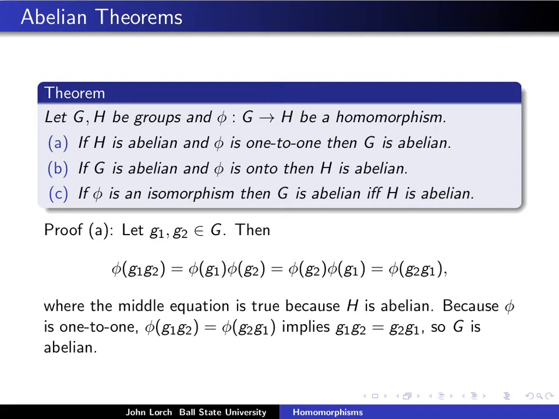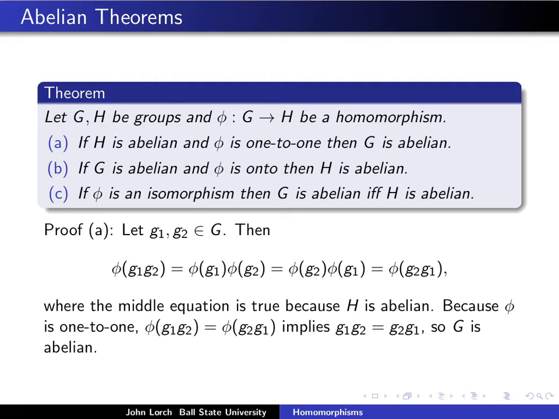First part of the theorem says if H is abelian and phi is 1-to-1, then G must also be abelian. The second part of the theorem says if G is abelian and phi is onto, then H is abelian. And then part C is not a surprise to us. It says if phi is an isomorphism, then G is abelian if and only if H is abelian.